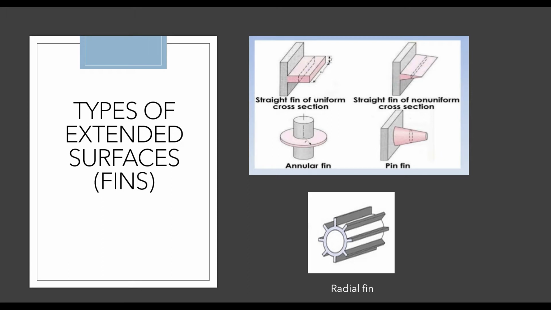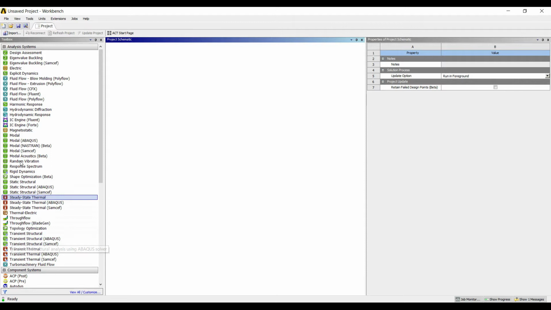So we are going to go to the analysis of extended surfaces, that is fins. And today I'm taking up the second type, which is called an annular fin. There's a figure of annular fin given here. I'll first go to steady state thermal and double click on it. I'll rename it as annular fin.